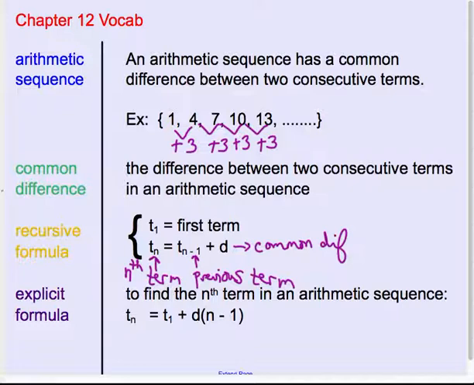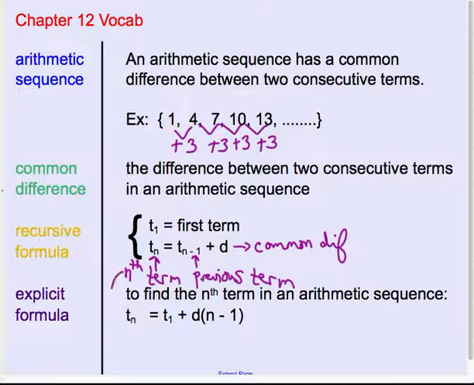There's also an explicit formula, which is really nice when you need to find a term that's not one of the first few terms. It's fine to use the recursive formula to get the first 5, 6 terms, but if you want the 100th term, you're not going to want to keep adding 3 100 times.